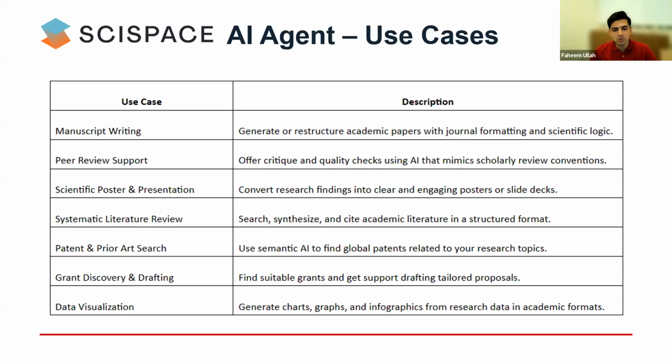Then systematic literature review. Most of you mentioned that you are doing or are interested in systematic literature reviews, so we will cover that too. Then patent and prior art research, grant discovery and drafting of a research proposal, and lastly data visualization. So these are some of the use cases. We will cover how we can use an AI agent to get these things done, and on top of that, how you can jump in and put a human in the loop to refine the output given by an AI agent.